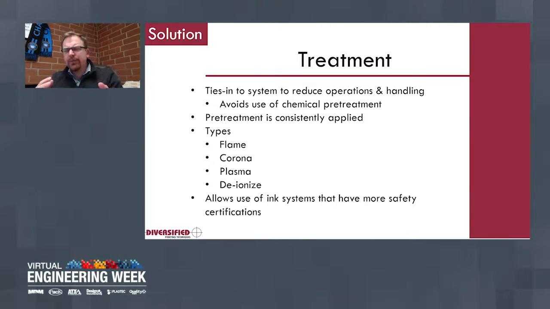And then when we do pre-treat, we do have inks for pre-treated polypropylenes, but it limits the amount of inks that we have to use to get the best effect. Whereas if we pre-treat, then we broaden our scope of inks that we can use, and we're able to get more chemical resistance, more abrasion resistance, better functional inks for the field.